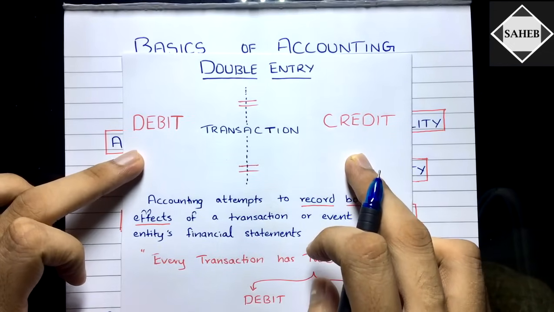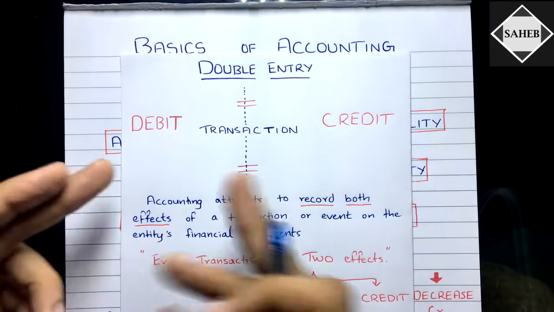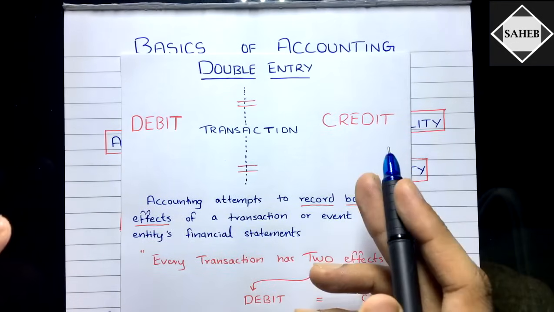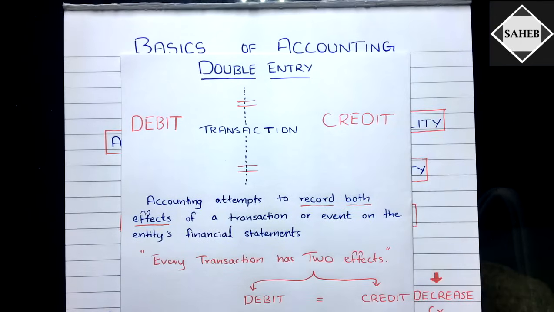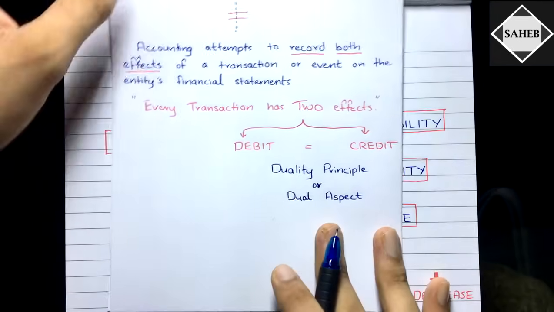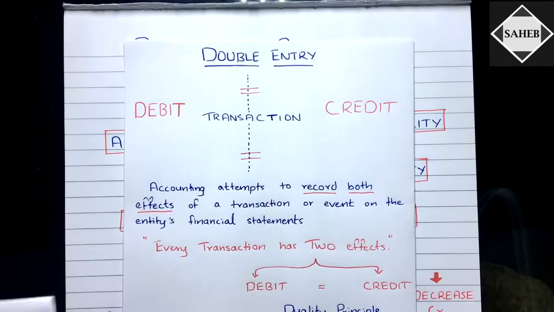Most of the people do that. That's the biggest misconception. They say debit is good, credit is bad, or debit is plus, credit is minus, something like that. No, it's neither good nor bad. It's not like that. It represents something else. It represents the duality principle. So we'll come to that now. So do you understand what double entry is? Yeah, see here, let me show you.